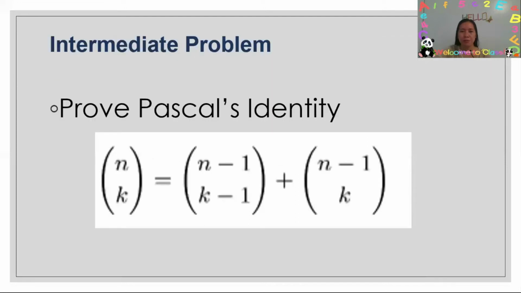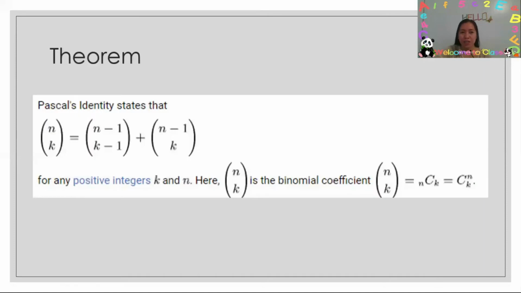So the problem we have, the first problem and the last as well, is to prove Pascal's identity. I keep saying this, but let's move on. Before that, in order to prove Pascal's identity, we need to learn the theorem itself. Pascal's identity states that the binomial coefficient n and k is equal to the sum of n minus 1, k minus 1, and n minus 1 and k, for any positive integers k and n.